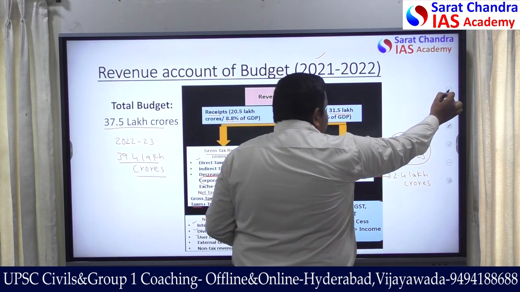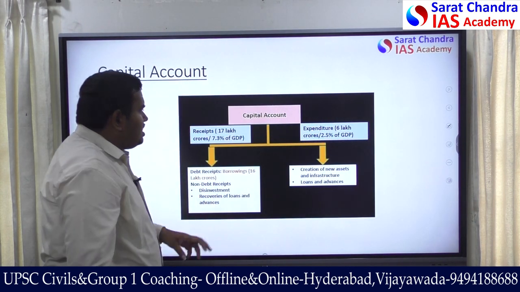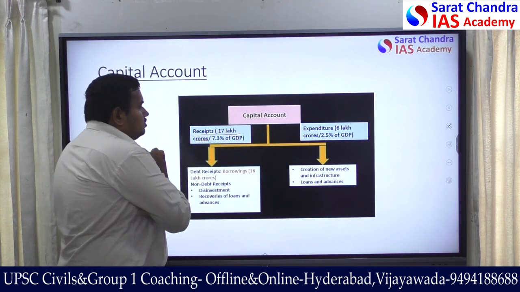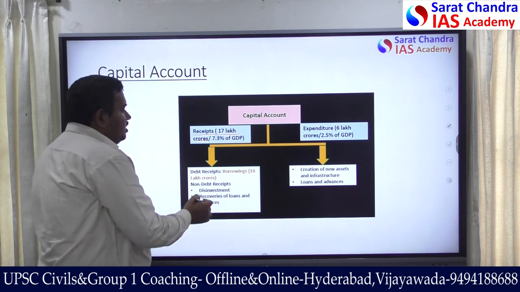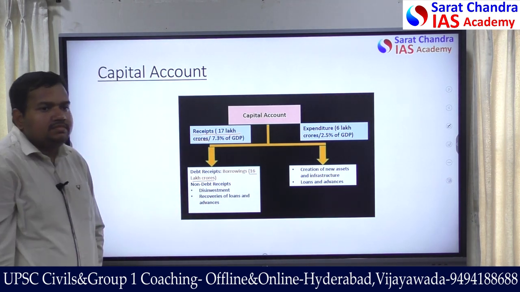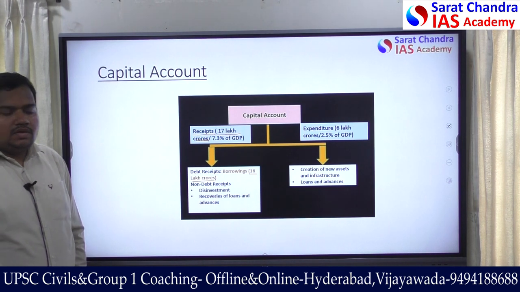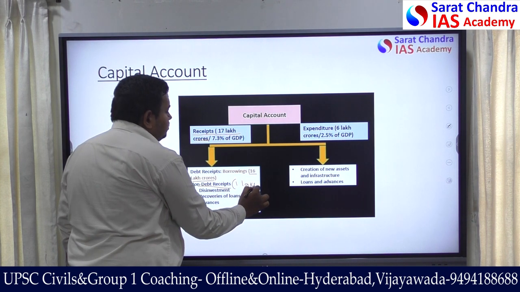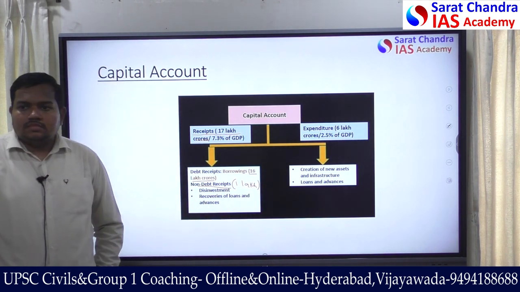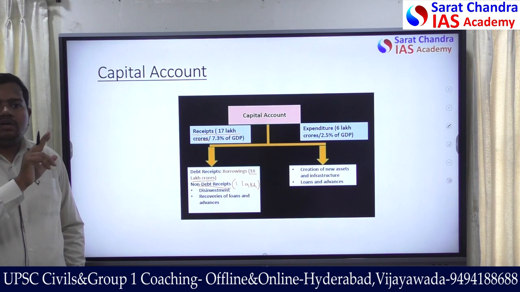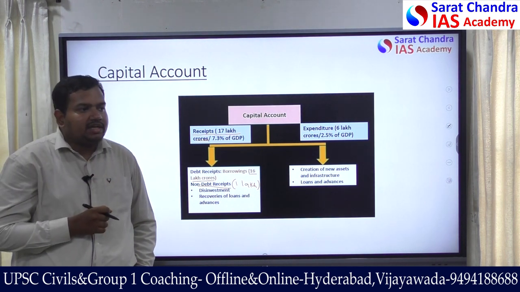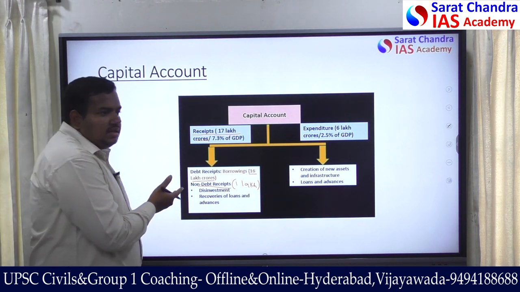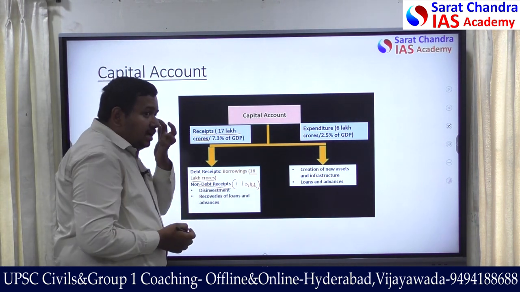Fine. Next, we will see capital account. So, with respect to capital account, how much receipts? 17 lakh crore. And out of that, borrowings are 16 lakh crore. And non-debt receipts, obviously, just 1 lakh. So, just like revenue account, where tax revenue is almost 90%, here it is more than 90% borrowings. Non-debt receipts are just 1 lakh crore.